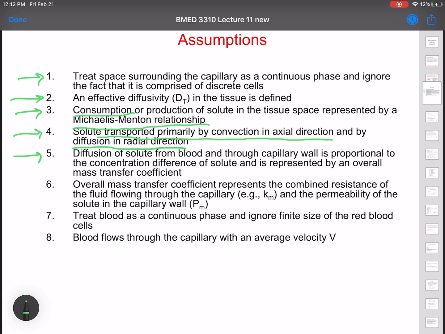Let's see. Diffusion of the solute from the blood and through the capillary walls is proportional to the concentration difference. So it's just a very simple equation. It's the difference in concentrations times an overall mass transfer coefficient. And then this overall mass transfer coefficient combines the resistance of the convection and the permeability of the capillary wall.